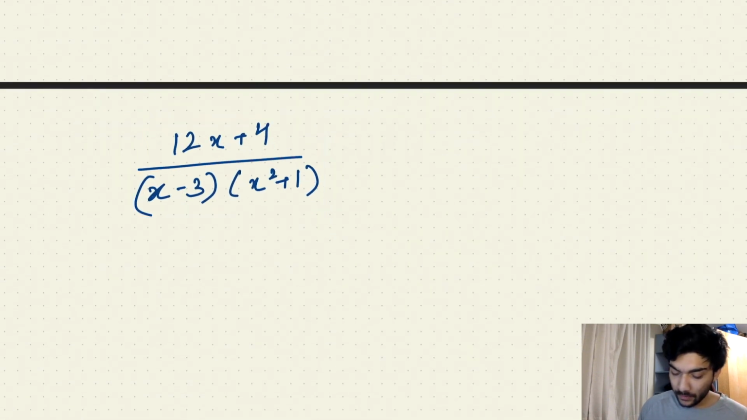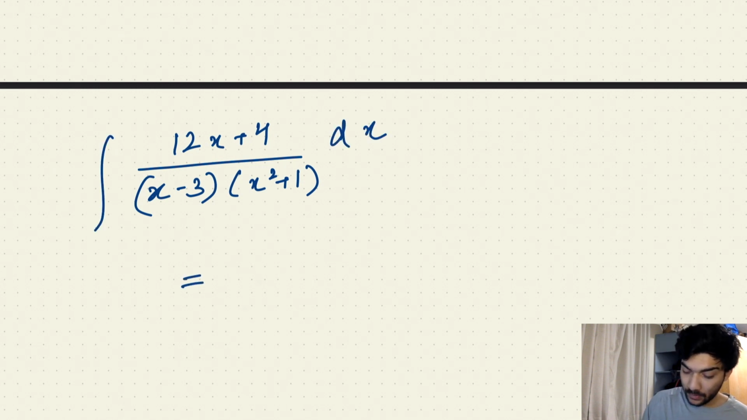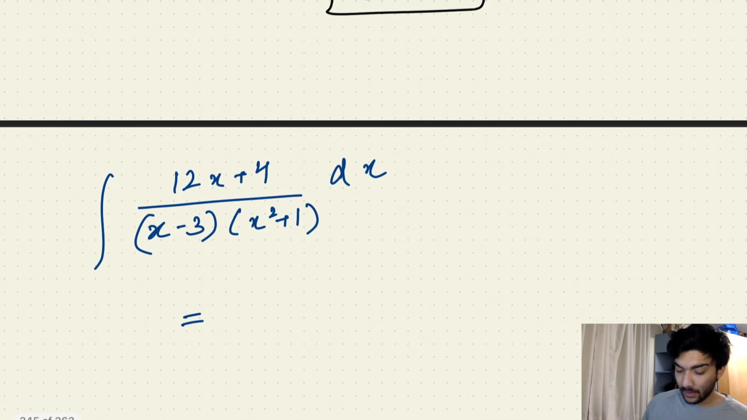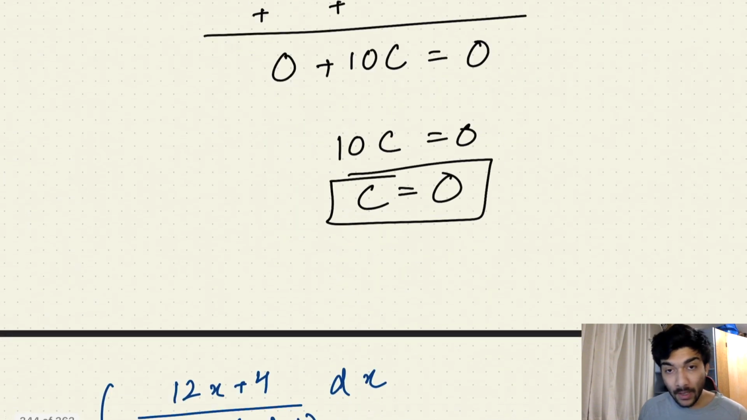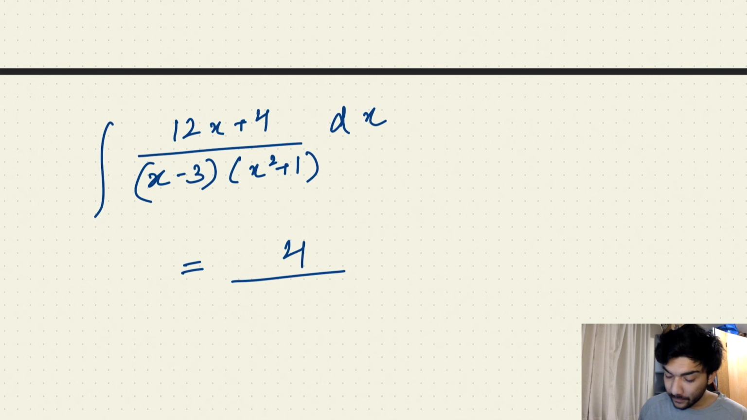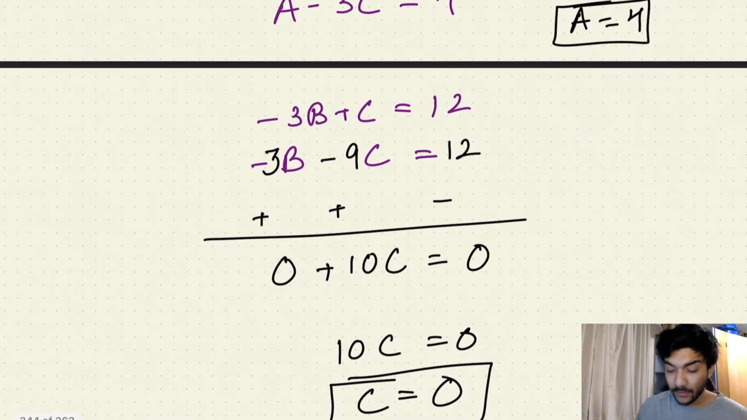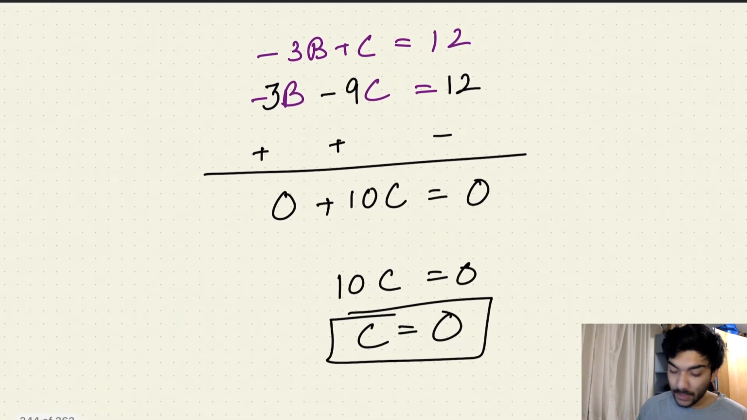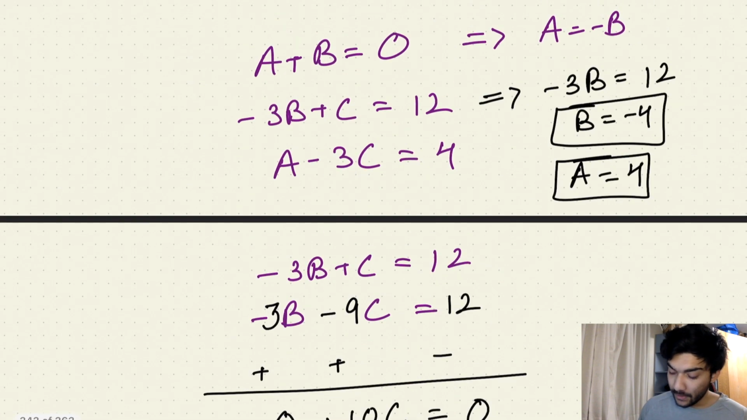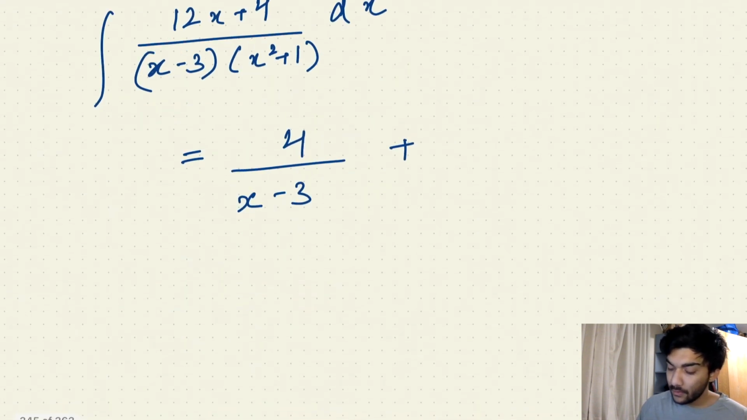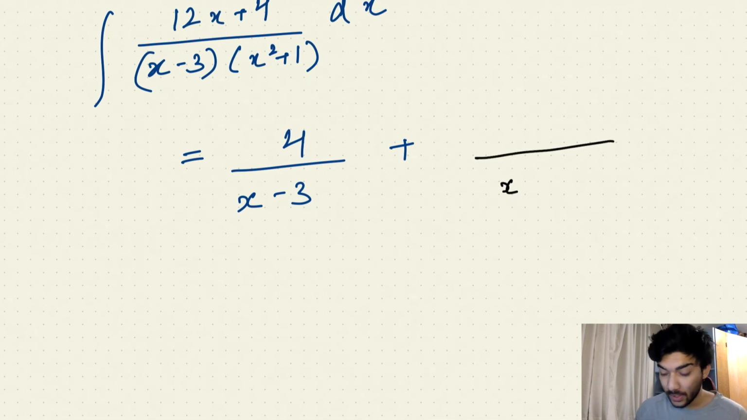So since we had to calculate the integral of this expression over here, we know that it got easily simplified to a upon x minus 3. Your a is 4, so a upon x minus 3 plus bx plus c upon x squared plus 1, right? So b is minus 4 and your c is equal to 0 in this case. C is 0, b is minus 4.